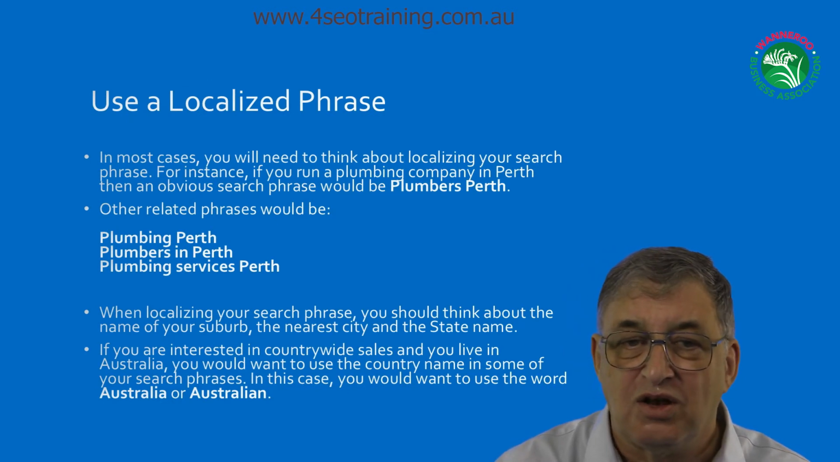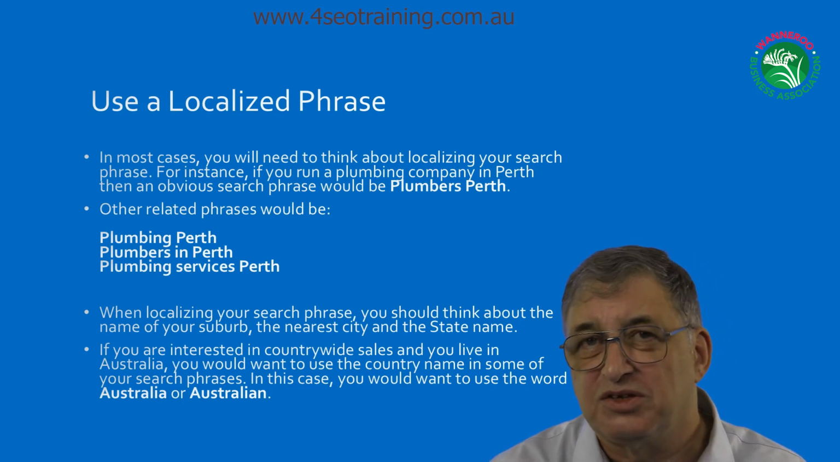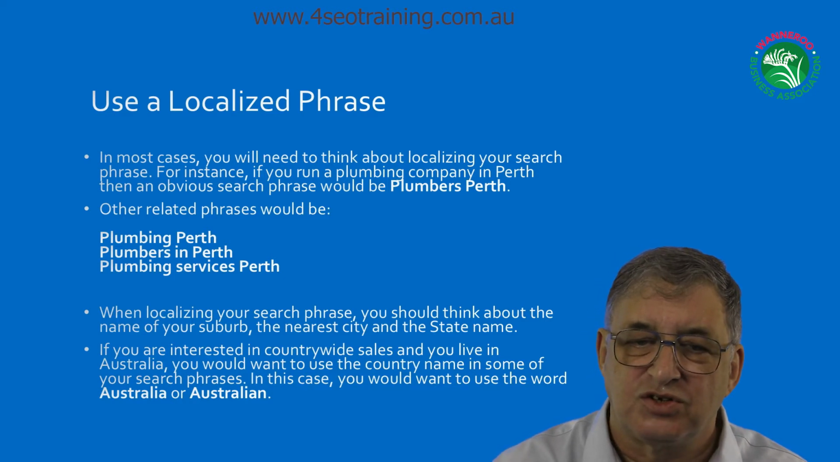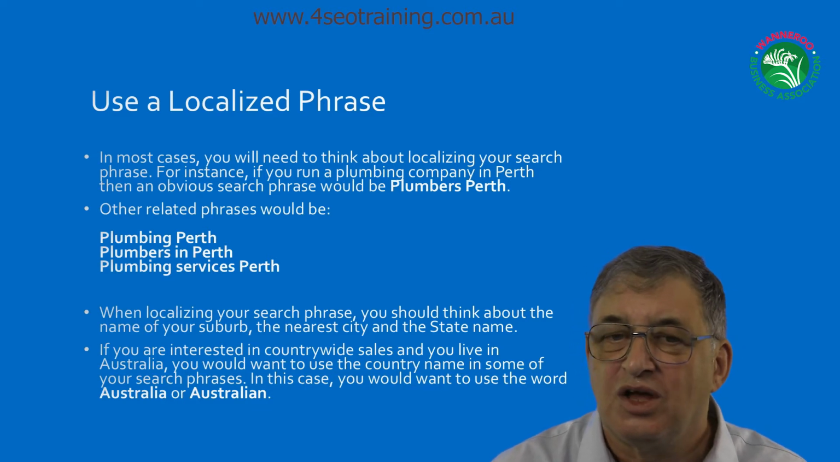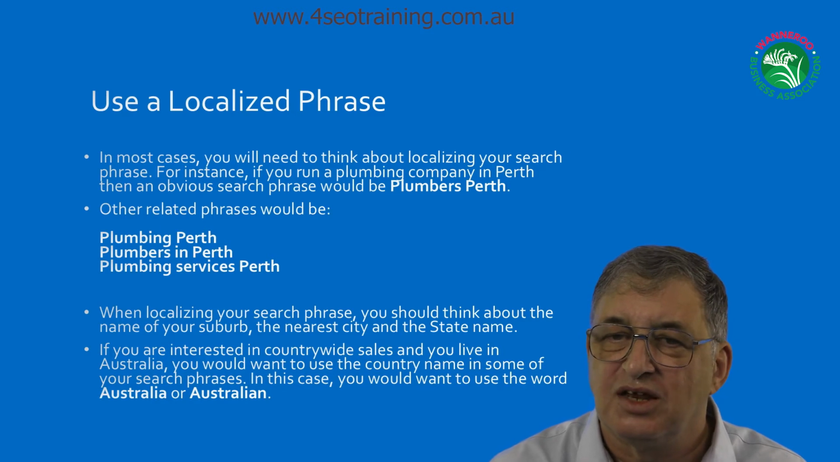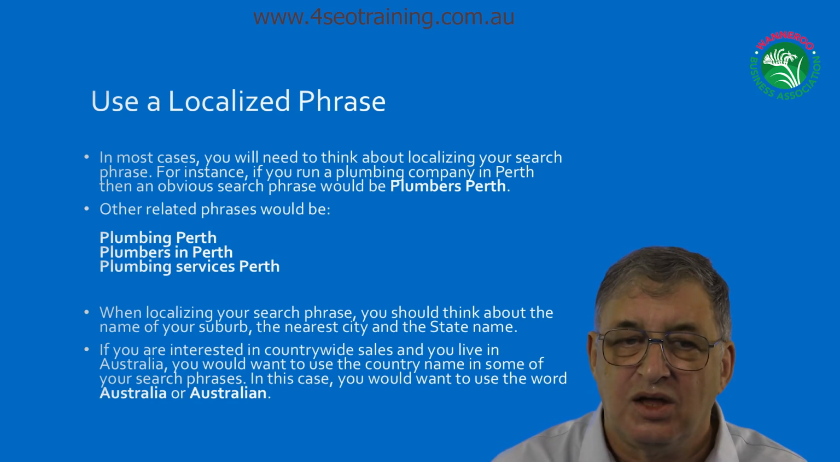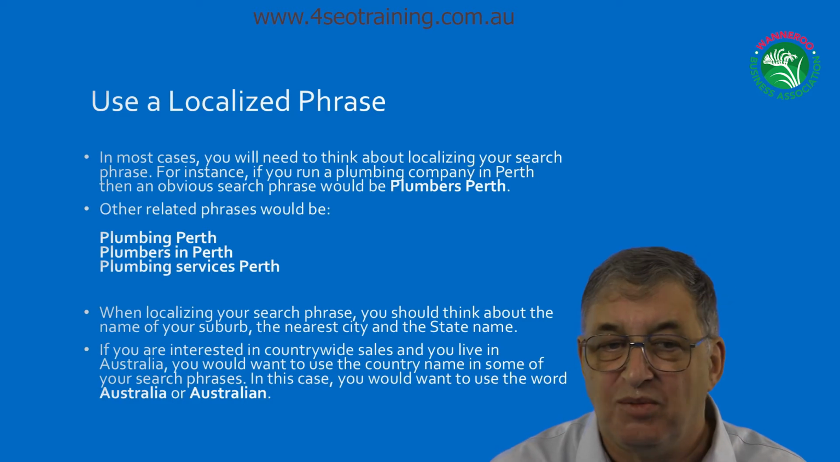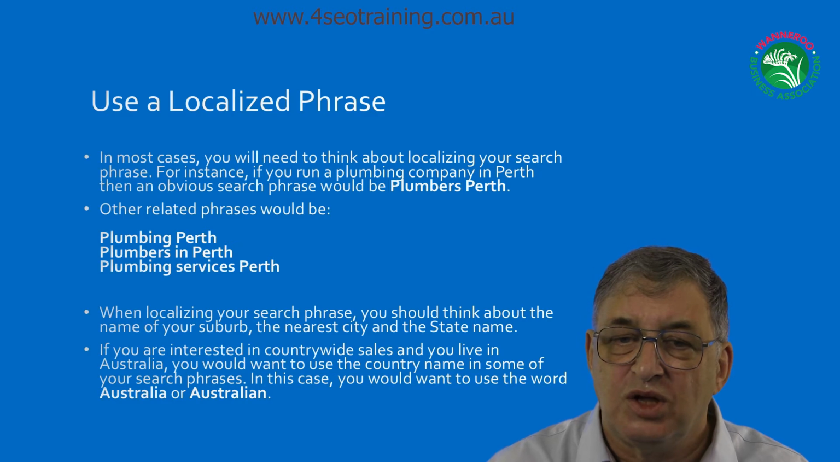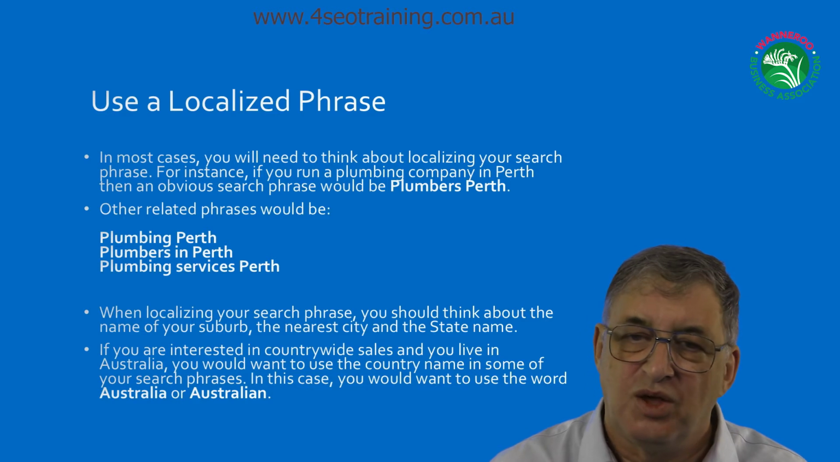And the other thing is to use a localized phrase, localized to maybe the city or the suburb or wherever it happens to be. And also, think about the words you're going to use. For instance, you could have Australia, Australian. As far as humans are concerned, it's the same thing, but to Google, it's slightly different. In this example, you could have plumbing, plumbers, which are different but similar words. So try and think of as many different but similar phrases as possible and weave these into your website.